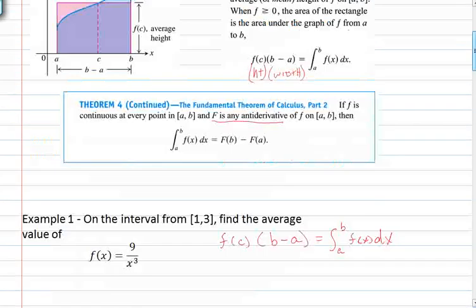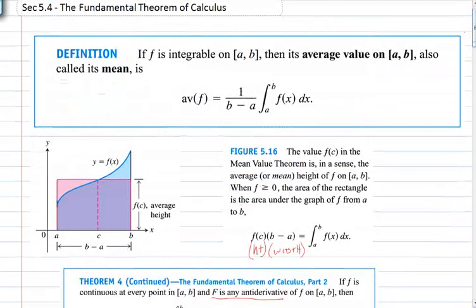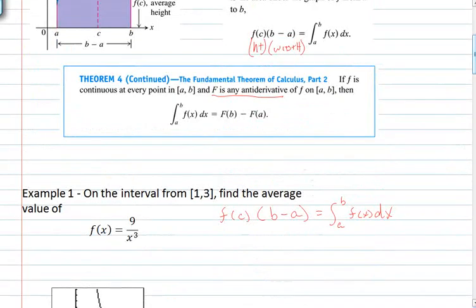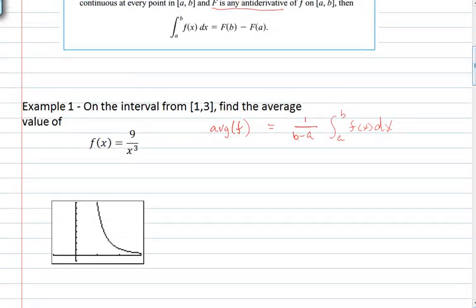We had a theorem up here that said that the average value is just 1 over b minus a times the integral. So we could use this to find c. One over b minus a times the integral is equal to the average value of the function. Okay? All right. So what is a and what is b? Or how would I set up my integral here?